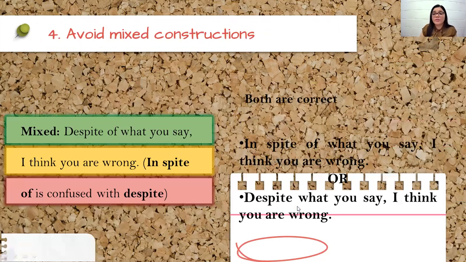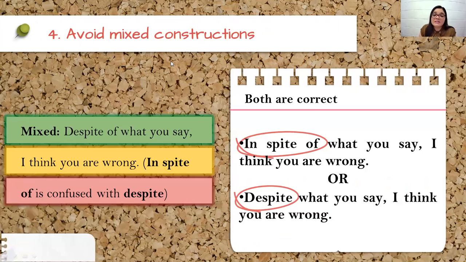So number 4 says, avoid mixed constructions. Why? Because sometimes we use, for example, despite and in spite of in the same way when they are used in a different way. You see here, "Despite of what you say, I think you're wrong." In spite of is confused with despite. Here you have the correction for this sentence, and you have two options in which you can say it.